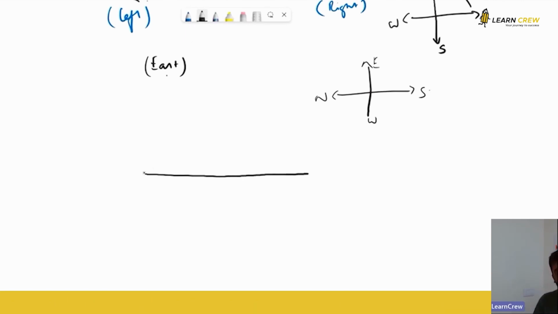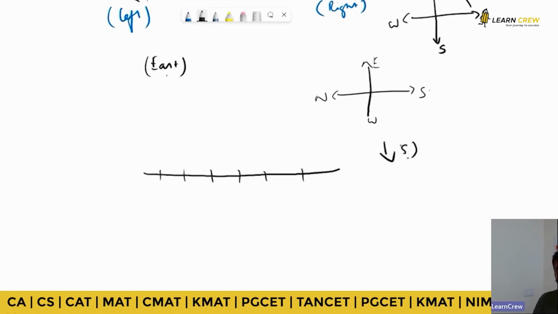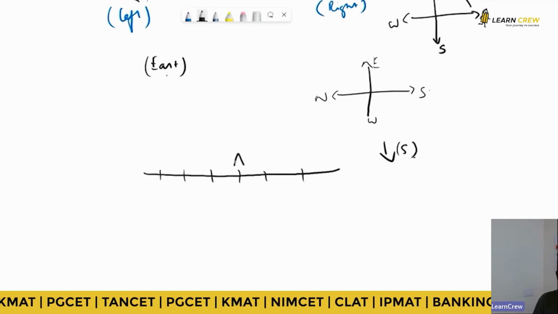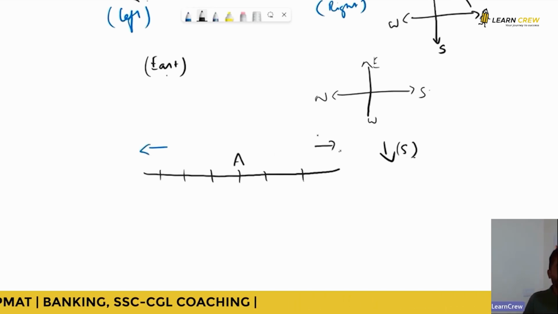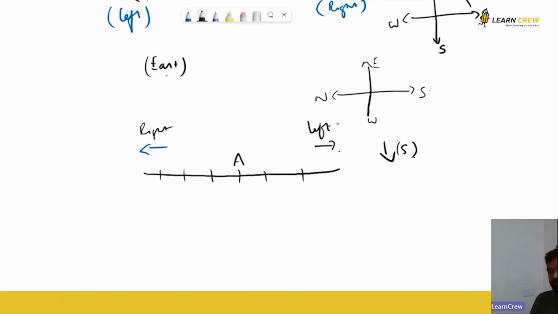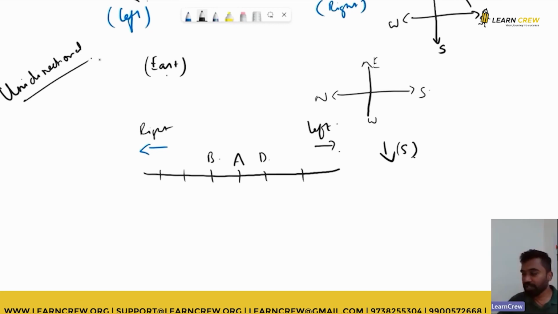Now, this is only for the north direction I'm telling. In case I'm telling all are facing south, there are 6 people again, all are facing south. It means the bottom direction, south. In case all are facing south and A is over here, who is to the right of A now? Blue arrow or black arrow? The blue arrow is going to be the right side. So if B is sitting right of A, he's sitting on this side. If D is sitting left of A, he's sitting over here. Now, all these kinds of questions are called unidirectional questions.